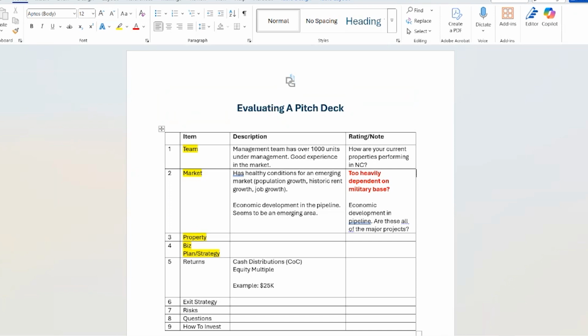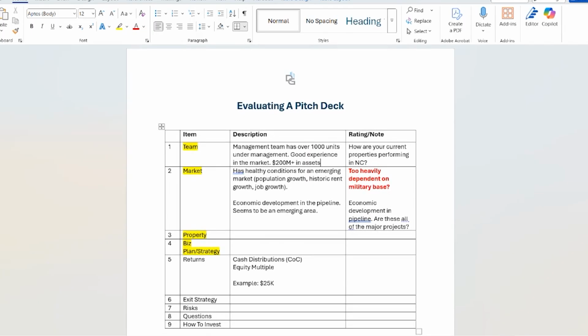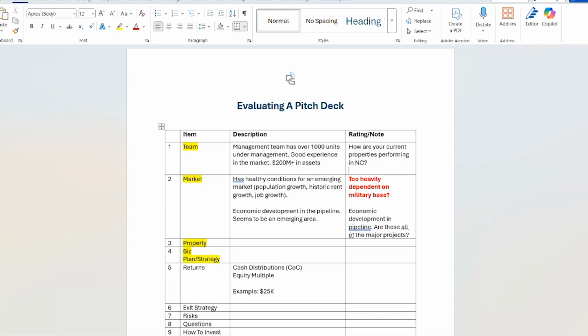Yes, as an investor, you should be starting to understand the story. The management team has decent experience, over 1,000 units under management, over $200 million in assets. That's great experience. These people are not new to syndication. They're not new to operating apartment complexes. So again, we would just want to know how the current properties are performing in North Carolina, see what deals went good, what went bad, how many market cycles they've been through, things like that. But so far, no red flags there.